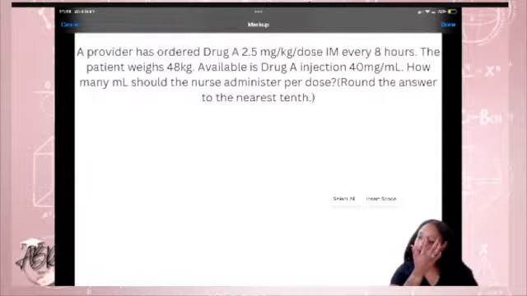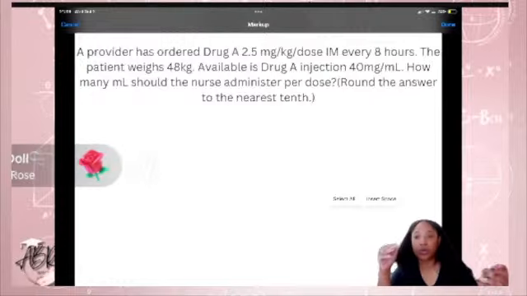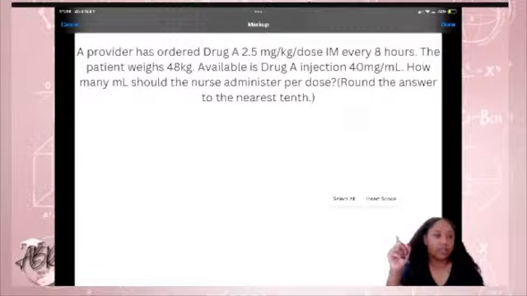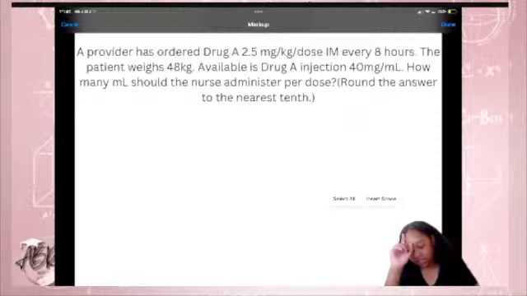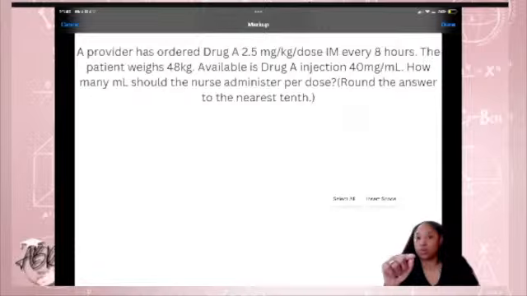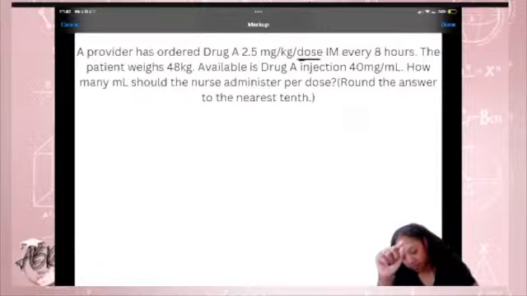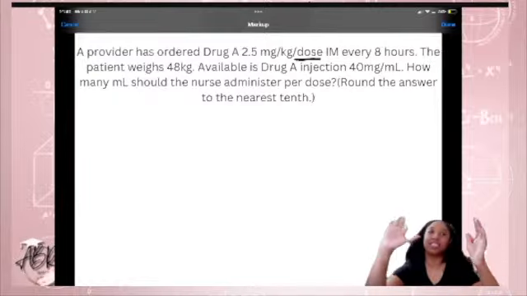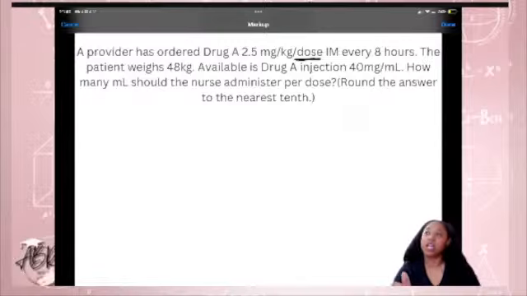Okay, so listen. What does the order say? Order says 2.5 milligrams per kilogram per dose, right? That is how much we would give in one dose. One dose is to be given every 8 hours.